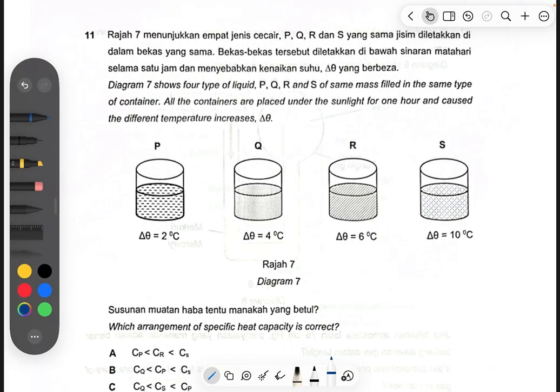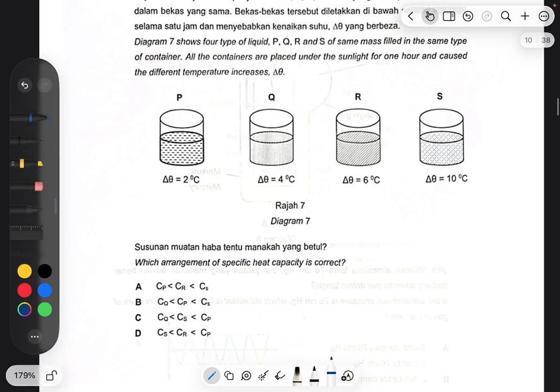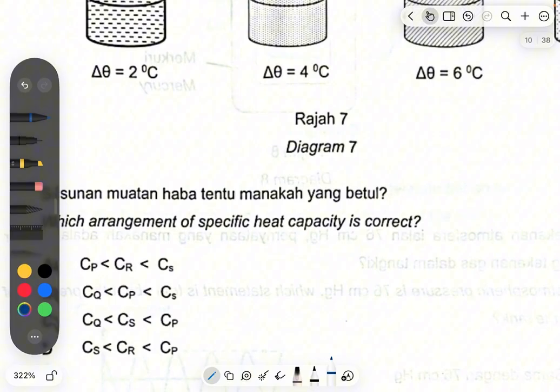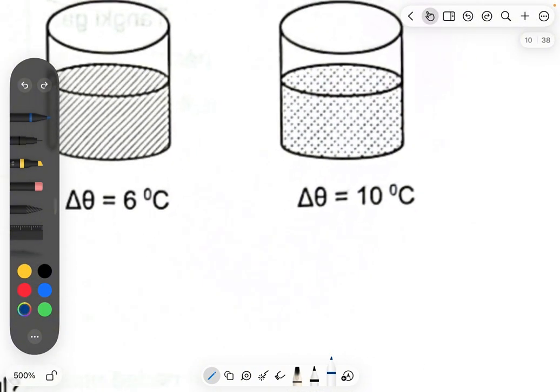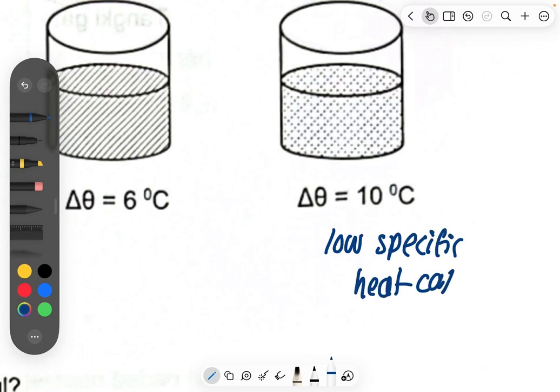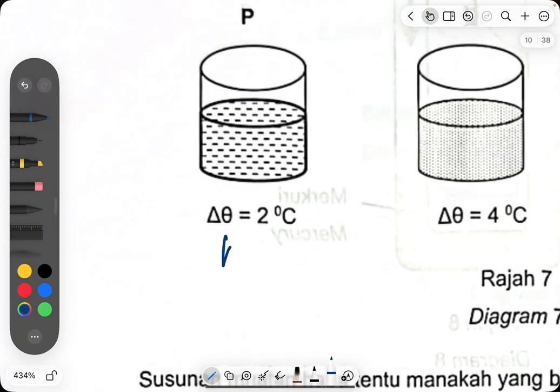Diagram 7 shows 4 types of liquid P, Q, R, and S of same mass filled in the same type of container. All the containers are placed under the sunlight for 1 hour and cause the different temperature rises. Which arrangement of specific heat capacity is correct? If the increase in temperature is the highest, meaning that you have low specific heat capacity, because it means that you cepat panas. So the lowest would be highest specific heat capacity.